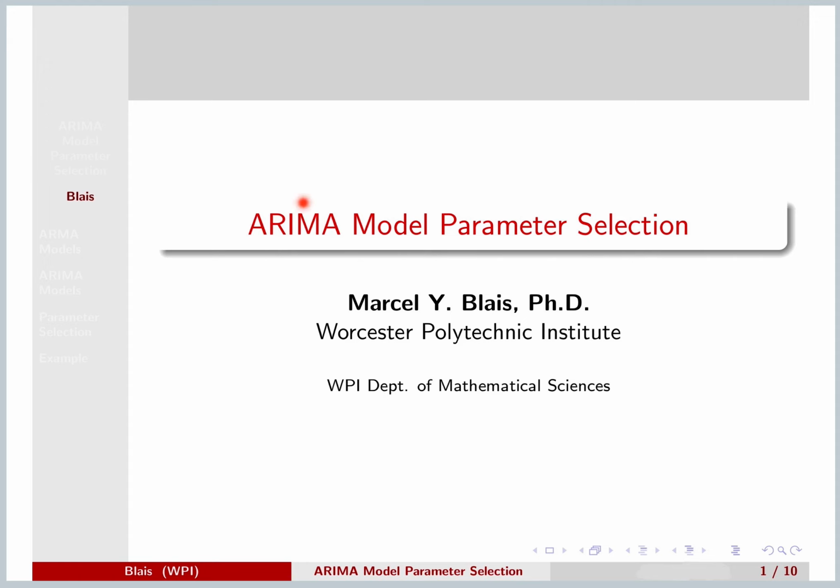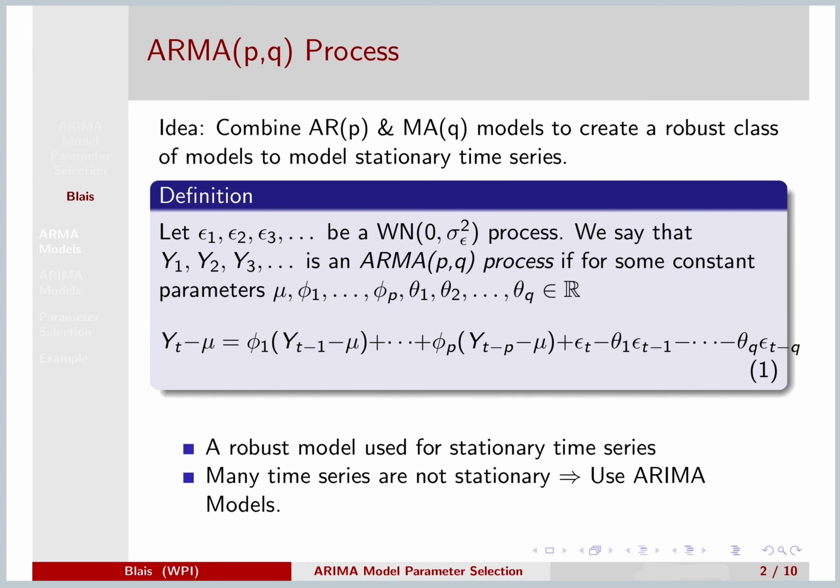In this lecture, we'll be looking at the issue of parameter selection for autoregressive integrated moving average, or ARIMA processes. Let's remind ourselves first of an ARMA process. And the idea here, recall, was to combine autoregressive of order P and moving average of order Q processes to create a robust class of models to model stationary time series.